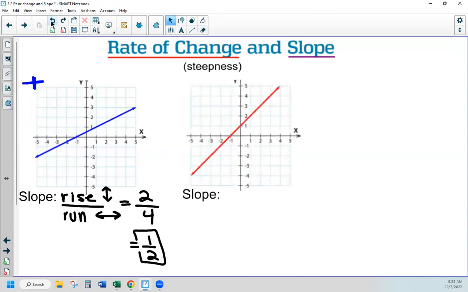Let's look at the second one over here. I want to encourage you to pause this video right now for about 30 seconds, find 2 points, find the rise over run, and that's it.